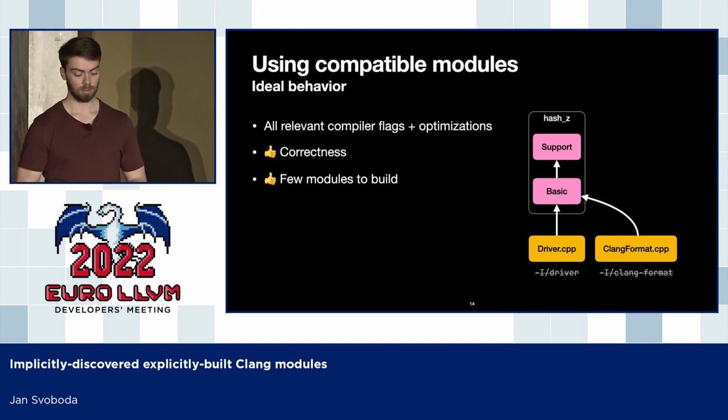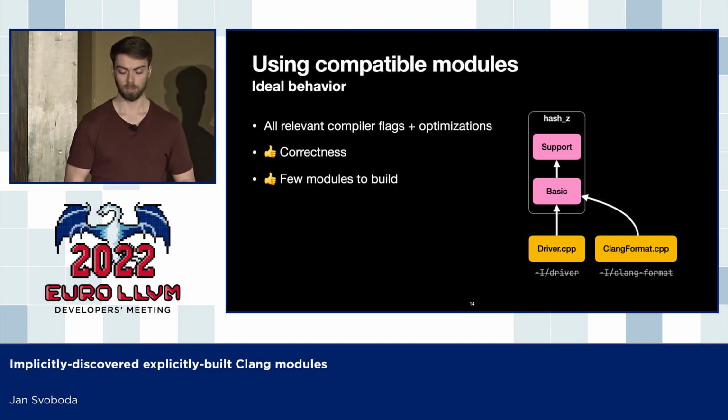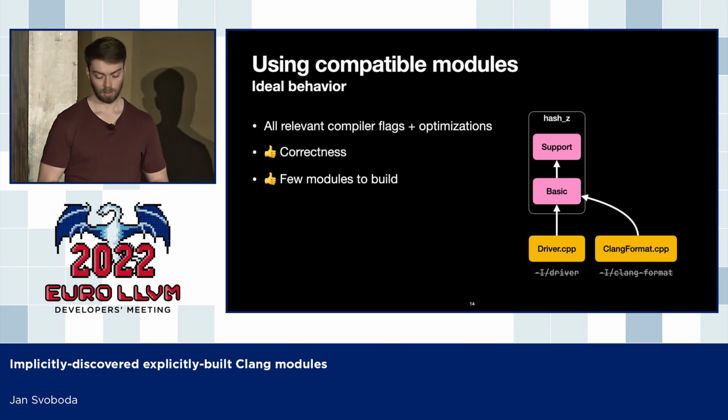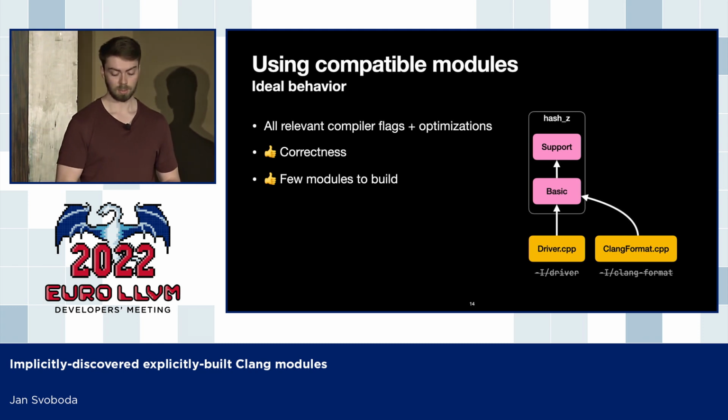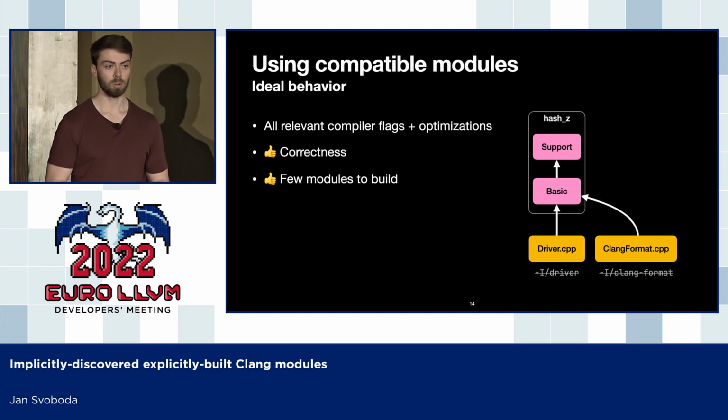In the end, the new system is correct. We no longer get invalid AST contents by importing modules that are not compatible. And it is almost as minimal as the implicit system. We only compile extra modules when we know that's necessary.